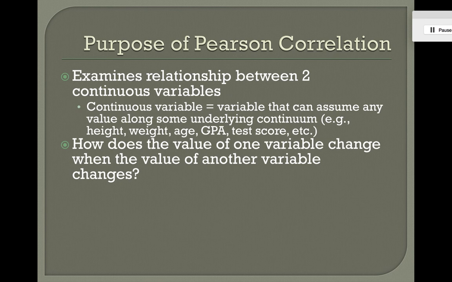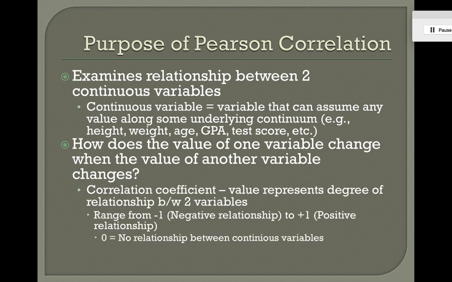So ultimately, the Pearson correlation statistic is going to ask the following question: how does the value of one variable change when the value of another variable changes? So is there a relationship or is there no relationship? Is there a pattern that exists when one value changes versus another value changing? Now, when we look at our correlation statistic, which we also call a coefficient, our value represents the degree of relationship between these two variables. Now, our statistic in itself ranges from -1 to +1. Now, what does a -1 represent? A -1 represents a negative relationship.